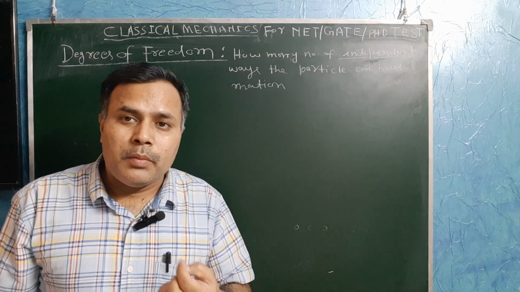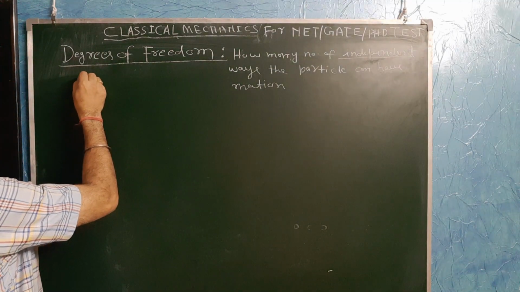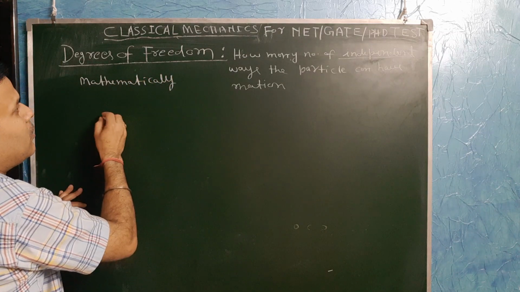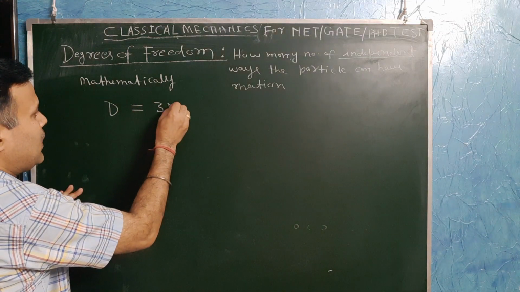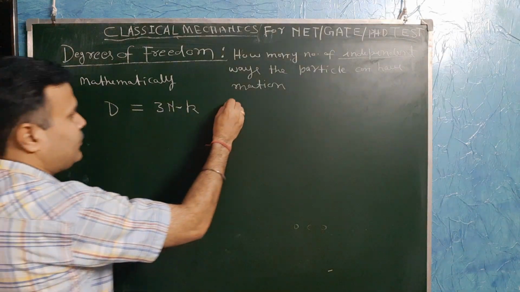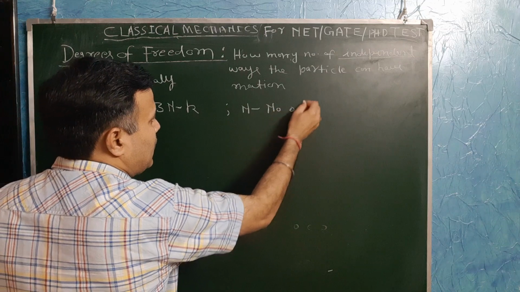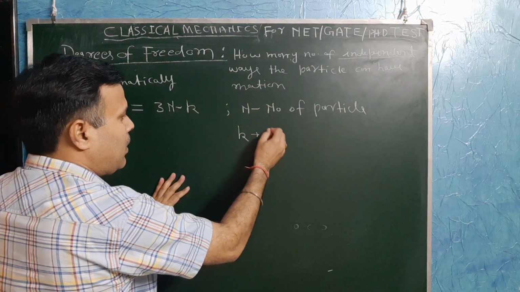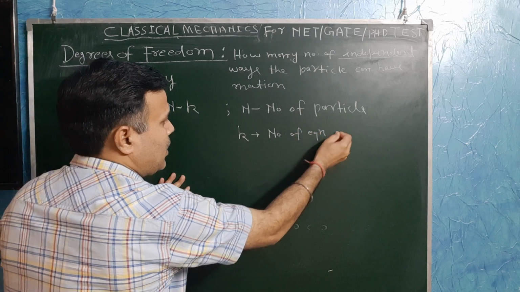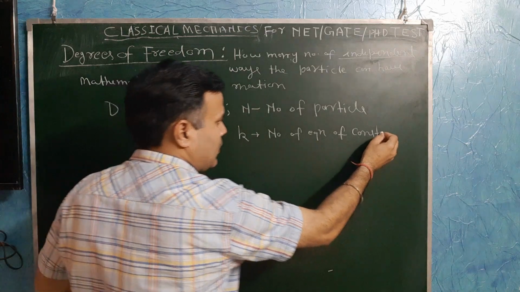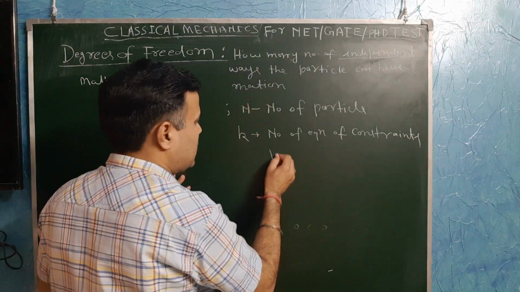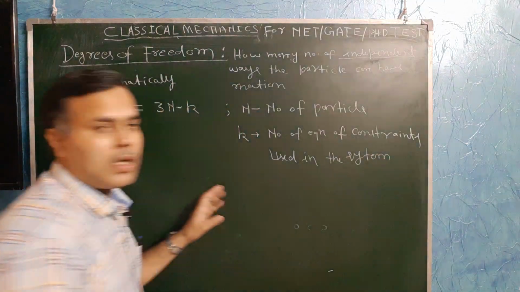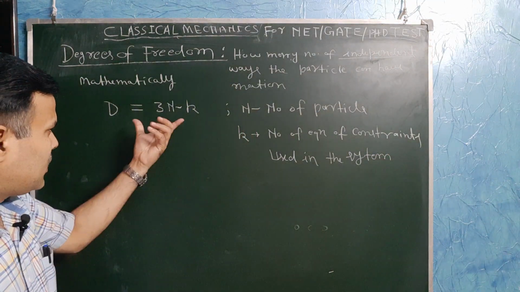So this is the definition, and we can express the degree of freedom mathematically, which is simply denoted by the symbol d. Degree of freedom d is simply 3n minus k, where n is the number of particles used in the system, and k is the number of equations of constraints used in the system. So this is the mathematical expression.